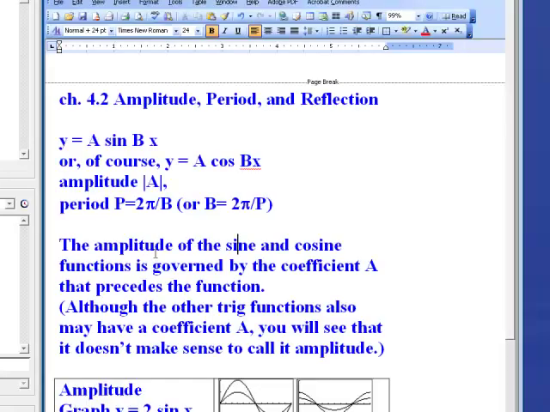Welcome to this session on amplitude, period, and reflection.